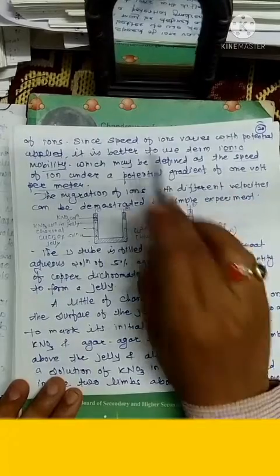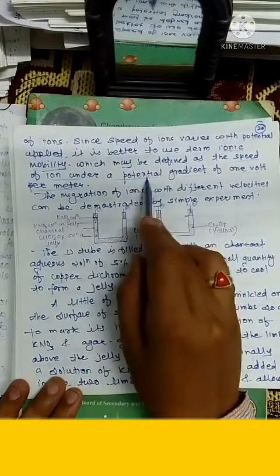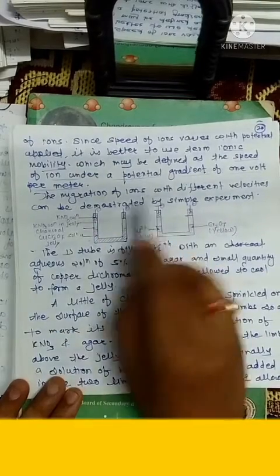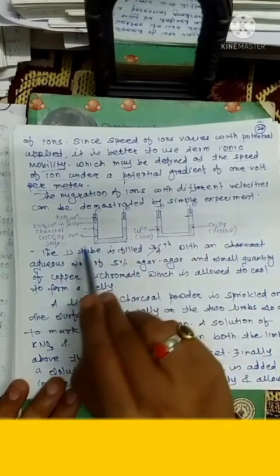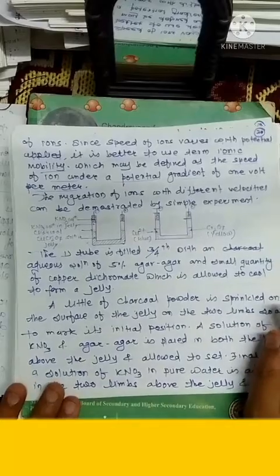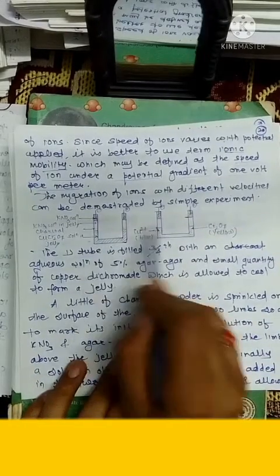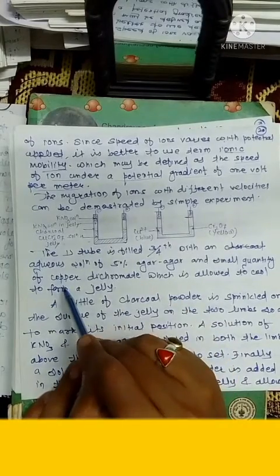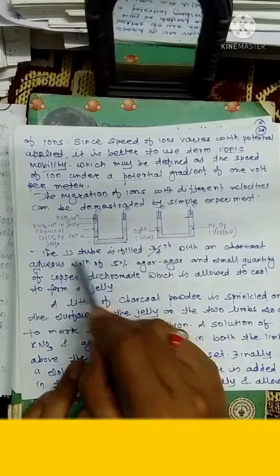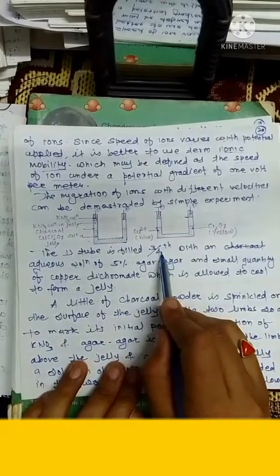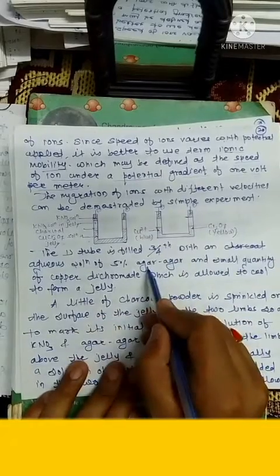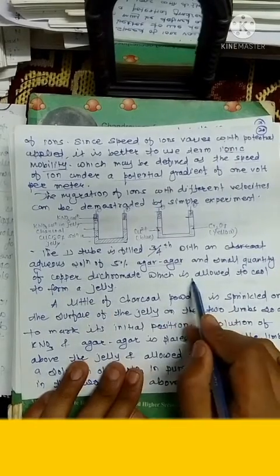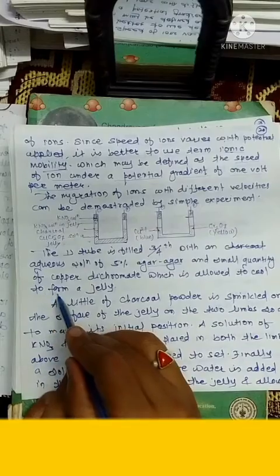So what is ionic mobility? It is the speed of an ion under the potential gradient of 1 volt per meter. The migration of ions with different velocities can be demonstrated by a simple experiment. Just see that these are two U-shaped tubes. In the first tube, three-fourths is filled with an aqueous solution of 5% agar-agar and a small quantity of copper dichromate, which is allowed to form a jelly.